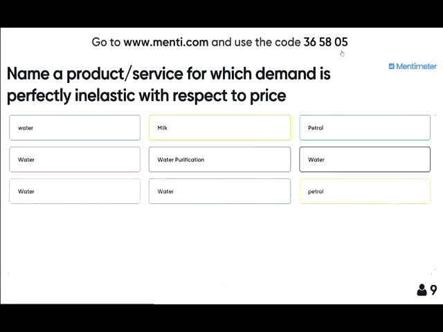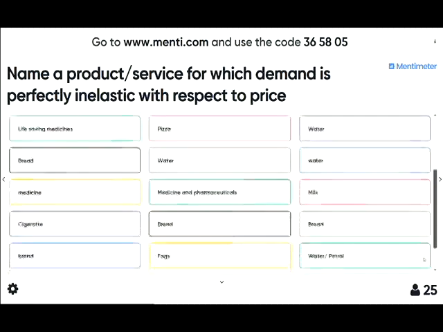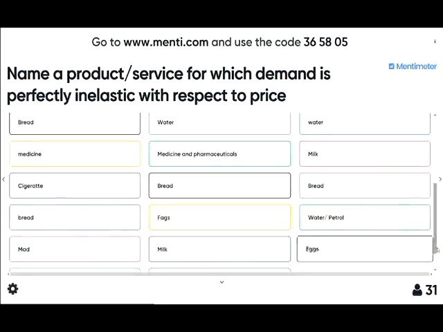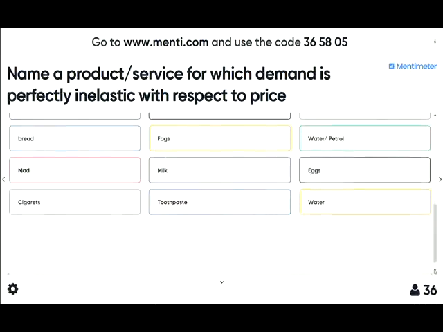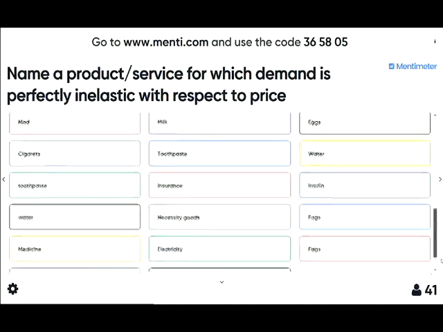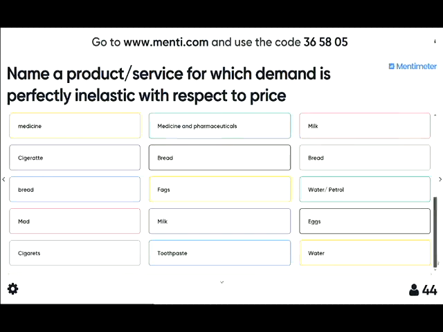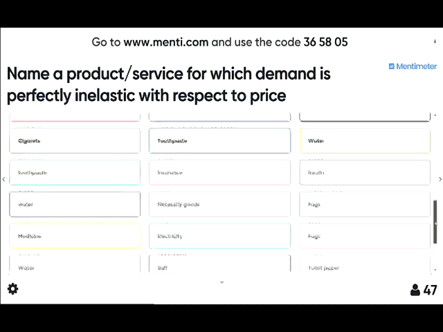If the answer that you want to type is already displayed here, try not to type it so that we don't overcrowd the screen. Yeah, let's not have water. There's a lot of water going, so let's not have it. And bread as well, or milk is already there. Please do not type milk or petrol or whatever it is. Eggs, interesting. Toothpaste. Cigarette. That makes sense.